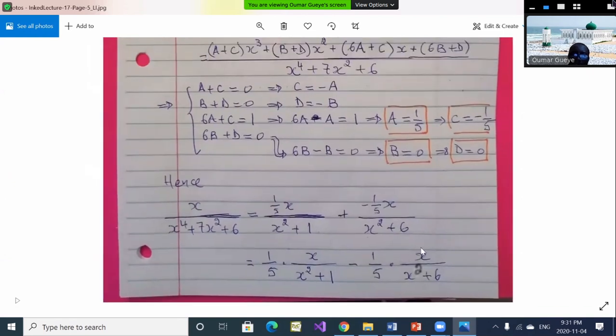Okay, so we just substitute. So now we're ready to calculate the integral.